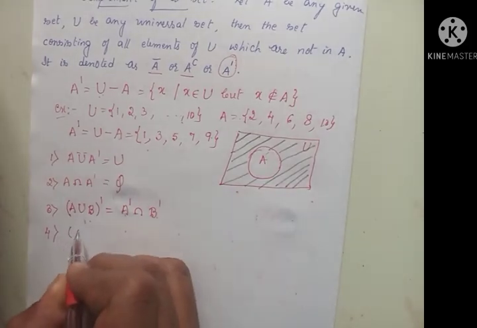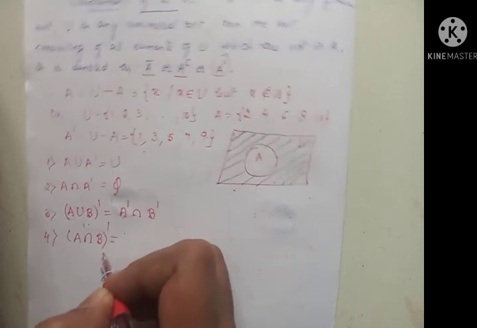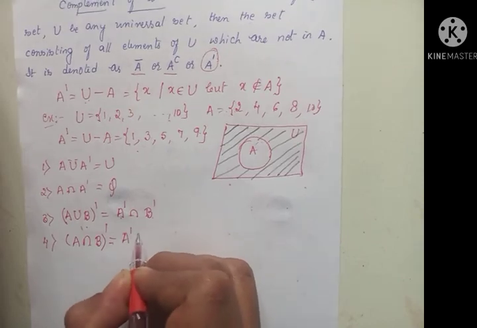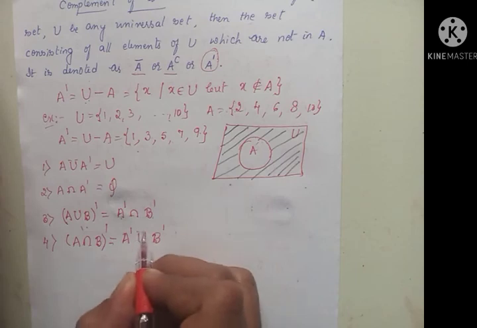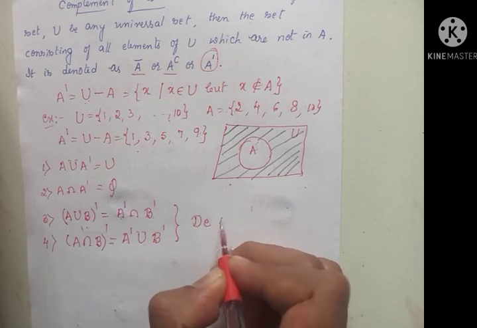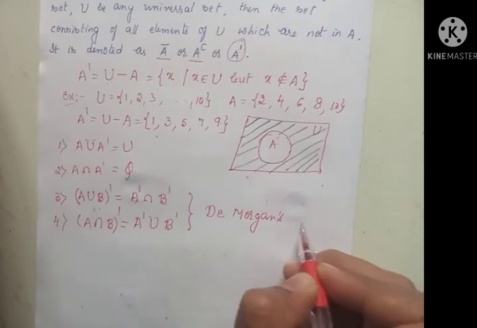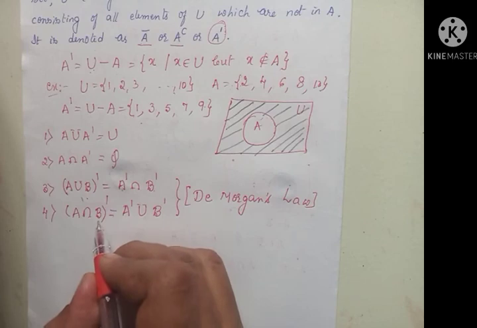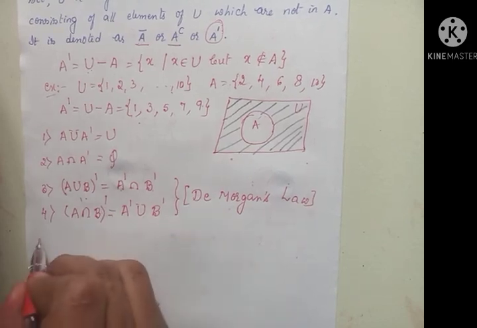Next, A intersection B whole complement. That is A complement union B complement. Okay, these are the two properties. This property is known as De Morgan's law. A intersection B whole complement is A complement union B complement.